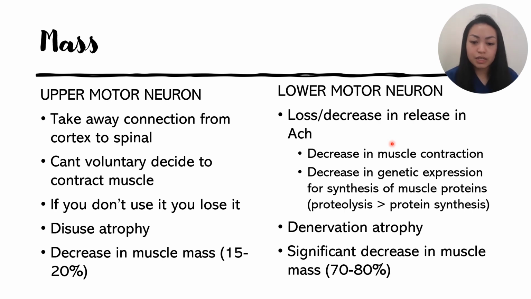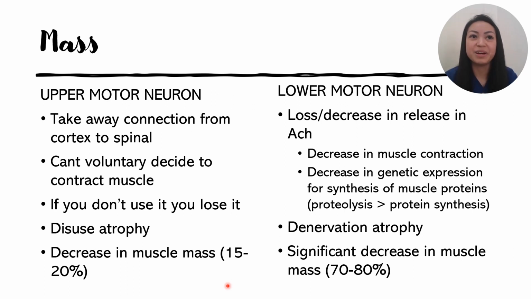So this is why in lower motor neuron lesions, we see a much more significant decrease in muscle mass, around 70 to 80% decrease in muscle mass as compared to upper motor neuron lesions, which is only 15 to 20%. So with lower motor neuron lesions, significant decrease in muscle mass, and this atrophy, by the way, is called denervation atrophy.